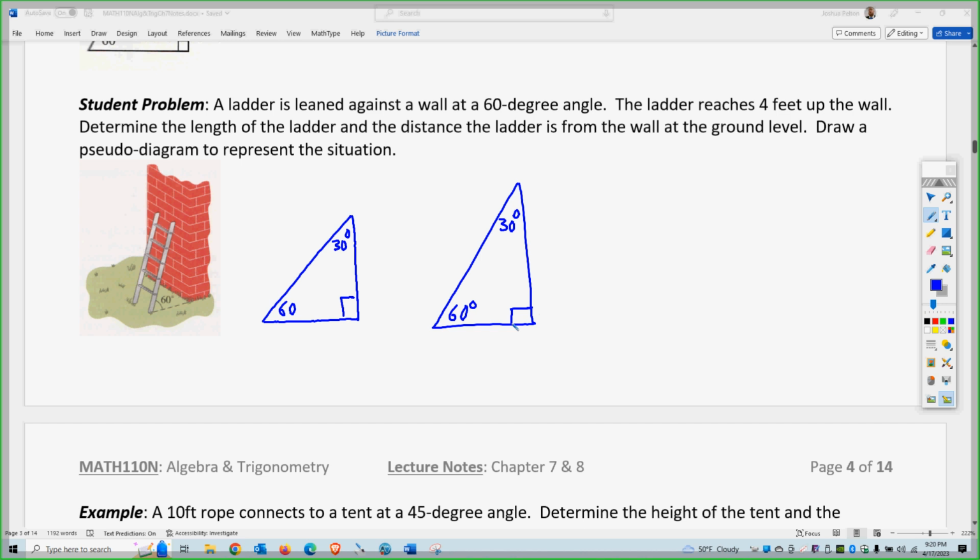Okay, so we're saying that the ladder determines the length. The ladder reaches 4 feet up the wall. So that's 4 feet because that is the wall. So this is shorter down here. So this is 4 divided by root 3 feet because the other 30-degree side is shorter. Determine the distance of the ladder from the wall. That's what we just found. Determine the length of the ladder. So that's twice as long. So that's 8 over root 3 feet because that's twice as long as the 30-degree side. Okay. All right. Let's try the next page.